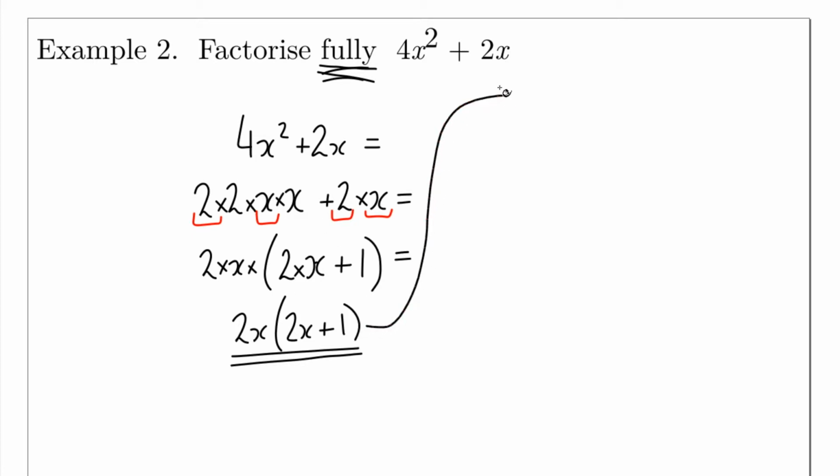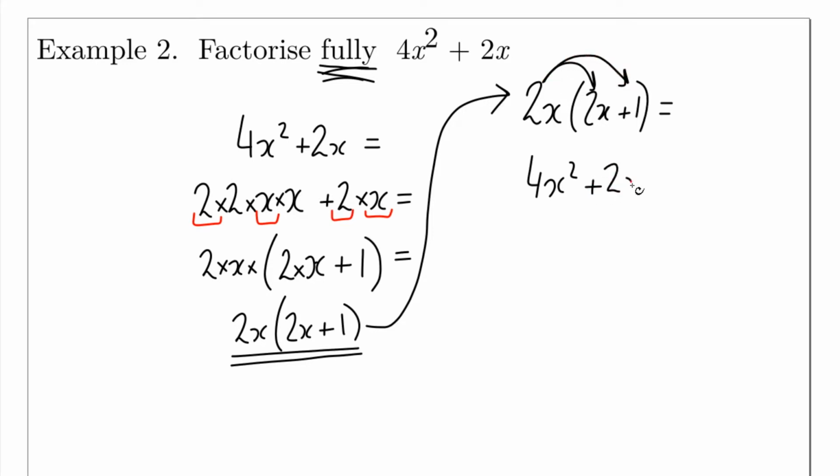So if I now come back to this answer on the left, what you'll want to do when you're finished with the question is to expand out again, just to make sure you have the right answer. So what is 2x multiplied by 2x? 2 times 2 is 4. x times x is x squared. What is 2x multiplied by 1? 2x. And you see that when we've expanded, we've ended up with the same expression as we started with before we factorized. So it looks like we have the correct answer here.